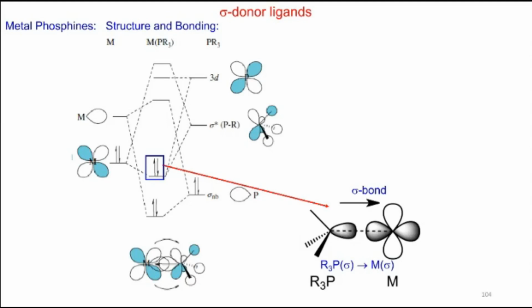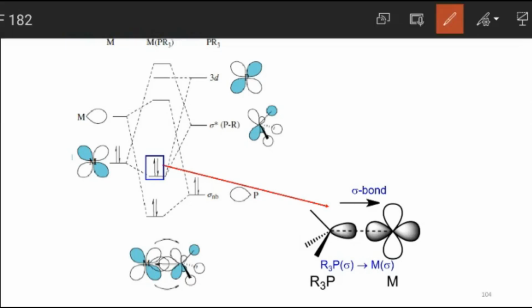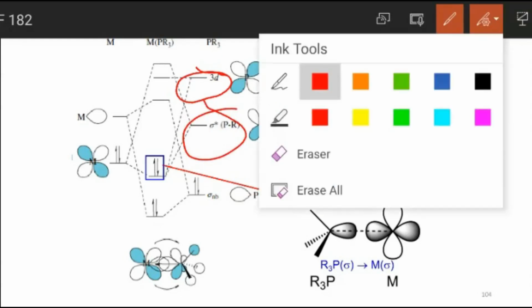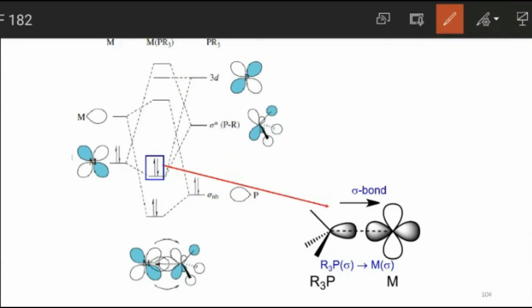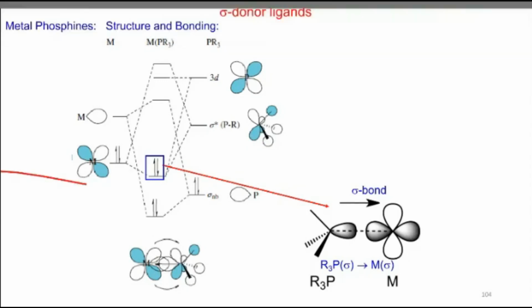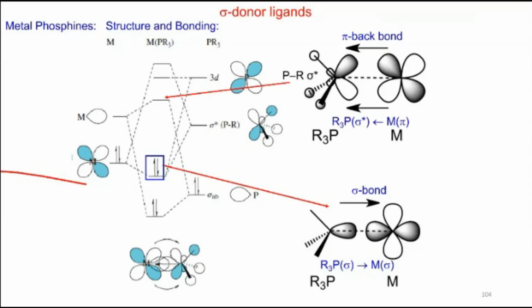And look here, if you take the energy level diagram, the 3d orbital present in the phosphorus is actually at higher energy than that of your sigma star orbital. Therefore, the pi accepting orbital is not the pi star orbital. It is actually the sigma star, the P-R sigma star orbital.